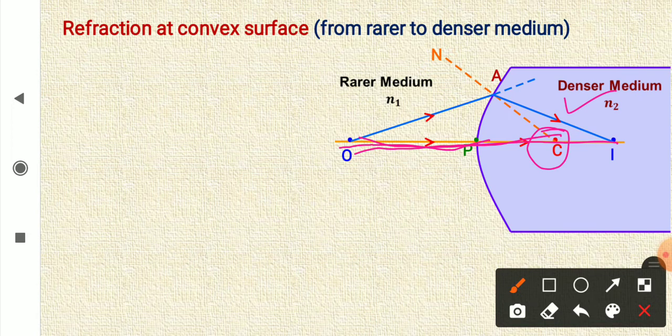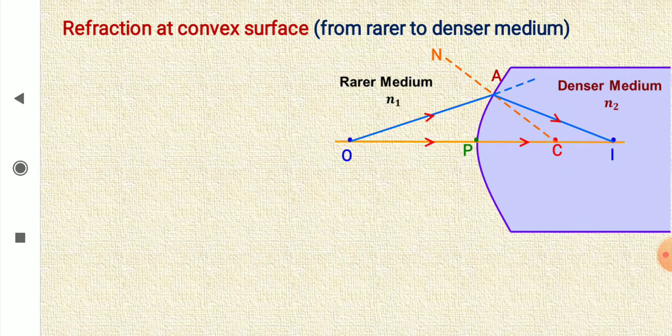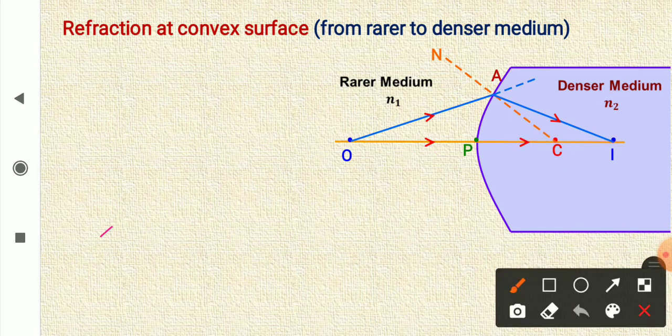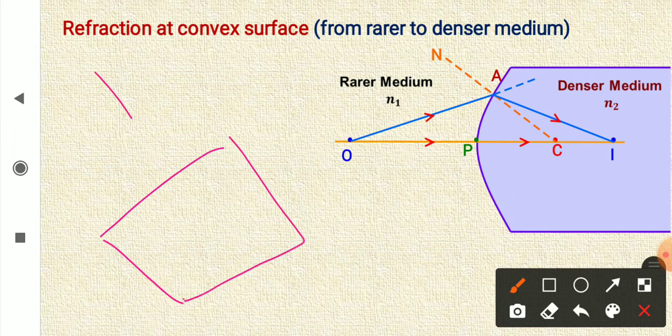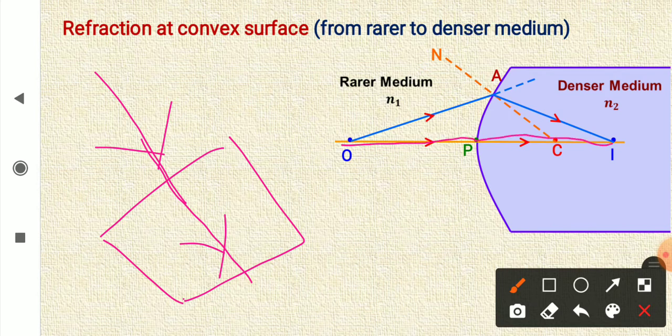And you know that a light ray which is incident along the normal does not deviate from its path. If you remember this situation, if a light is incident along the normal, it does not deviate from its path. So the laws of refraction remain the same everywhere, whatever be the shape or size of the refracting surface. So this ray OP will not deviate from its path because it is coming along the normal.